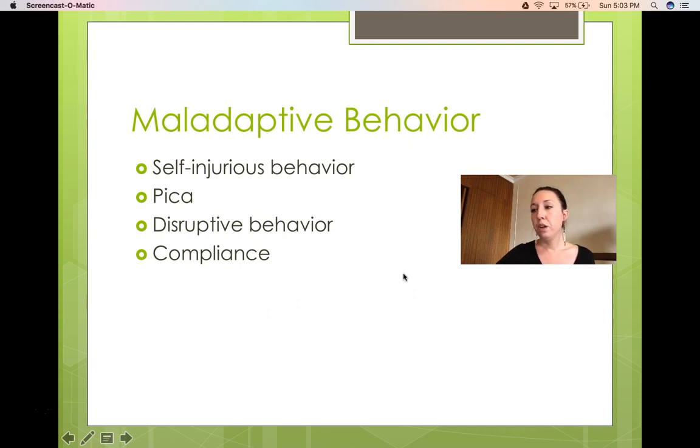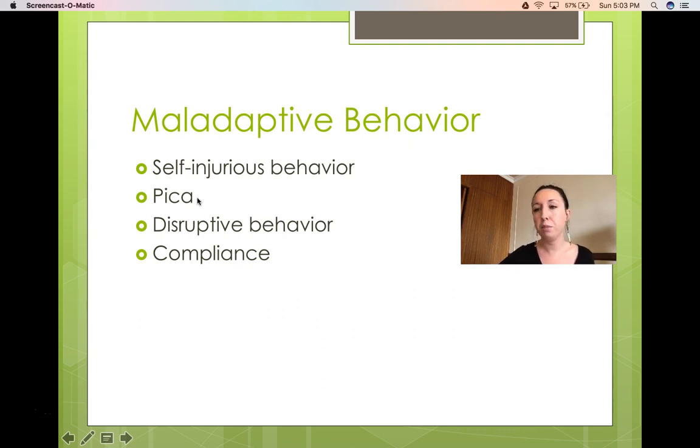So that's really important to consider. Pica is eating things that aren't edible. Again, positive behavior supports and behavioral principles have been shown to be most effective for reducing pica behaviors in individuals with intellectual disability. Disruptive behaviors, this is any excessive behavior that can interfere with someone's daily life.